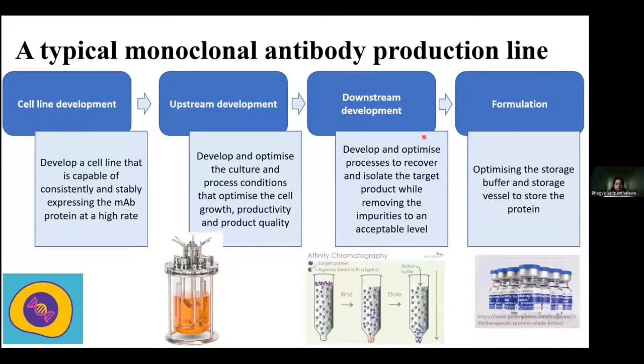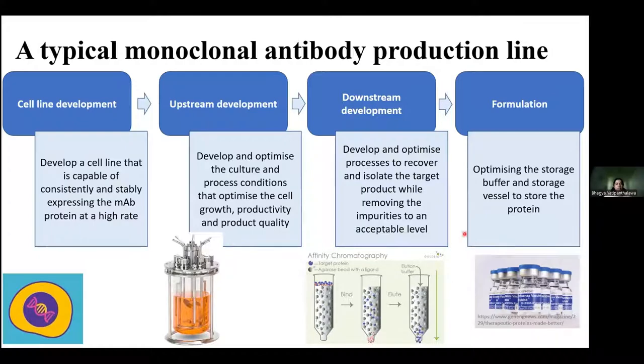And then the next step is downstream processing, downstream development, similar to what I've talked about in algae to bioproduct production. So here we would be focusing on optimizing the process to recover and isolate the target product by removing the impurities to an acceptable level. Here we may focus on the retention time, the method of separation maybe, and then the pH, the buffer solutions, and the length of columns likewise.